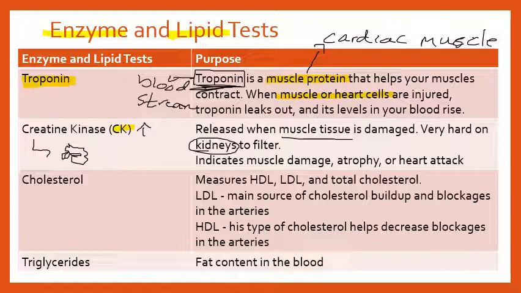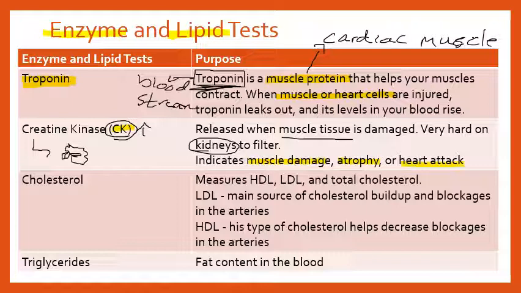But basically it's an indicator of if somebody had muscle damage, if your muscles are starting to break down, or again, if you've had a heart attack because you have muscle tissue in your heart. So it's really just looking at muscle damage. The more muscle damage, the higher the amount of CK that's going to be in your blood.